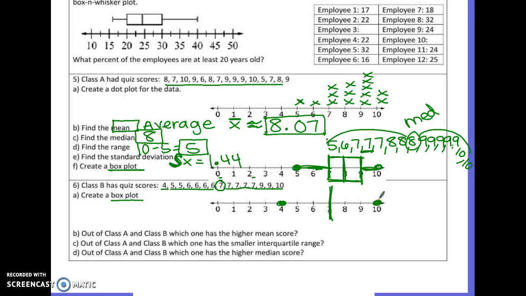So then we're going to find the middle of the lower half, quartile 1, which is 6. And the middle of the upper half, quartile 3, which is 7. Again, we don't need to draw another one in there, it's already there.